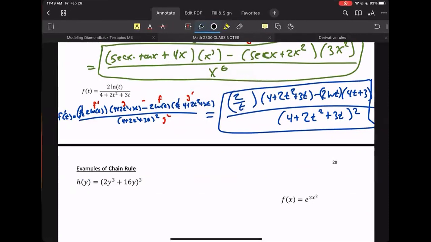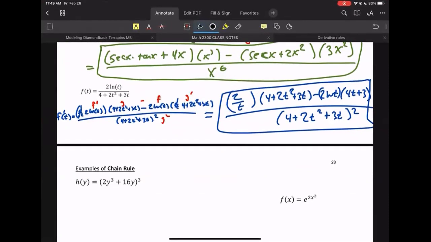If we want to differentiate a composition function, we do f prime of g of x times g prime of x. This is going to be good to reference.